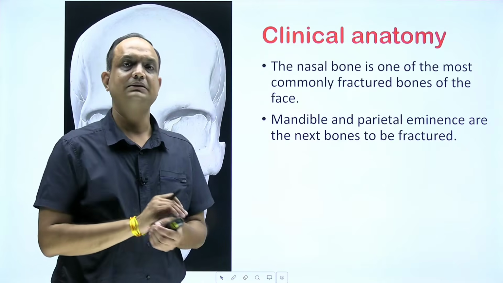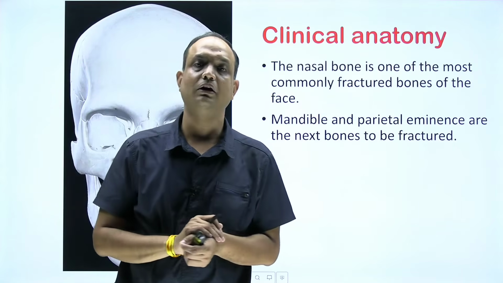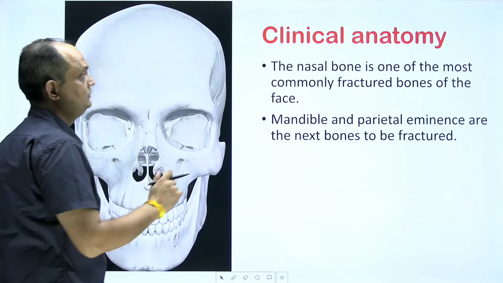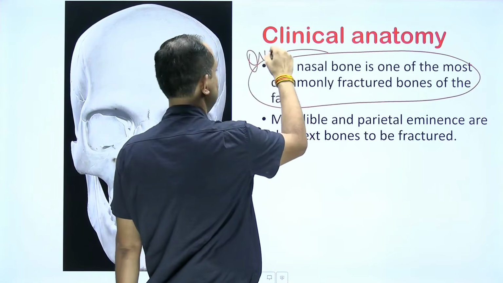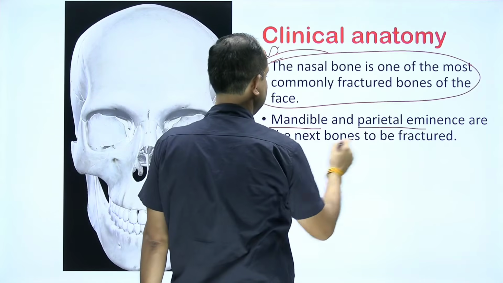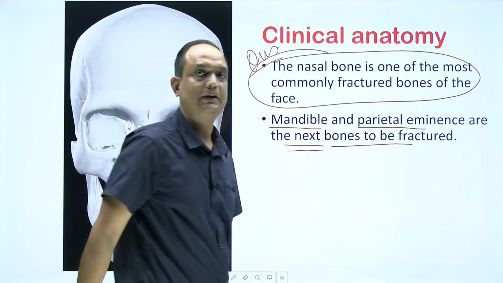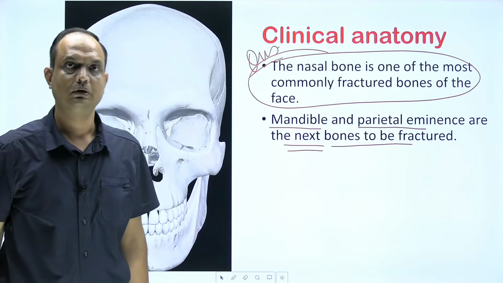Now, what is the importance of the Norma Frontalis? When we talk about fractures of the bone, the nasal bone is one of the most commonly fractured bones on the face. Now, the mandible and the parietal eminences are the next bones to be fractured after the nasal bone. Clear? So now at the end of this session of Norma Frontalis, you have the idea about the bones which form the Norma Frontalis, and how to read the Norma Frontalis in the four regions: frontal region, orbital region, nasal aperture and the face.